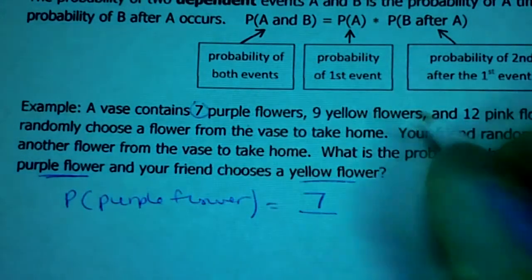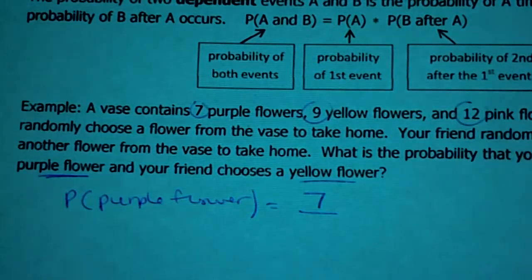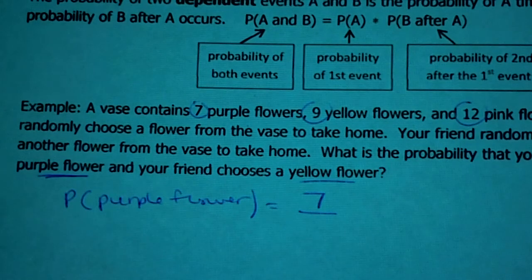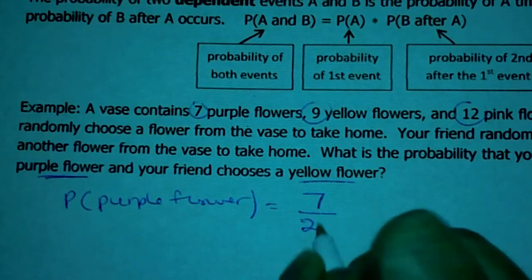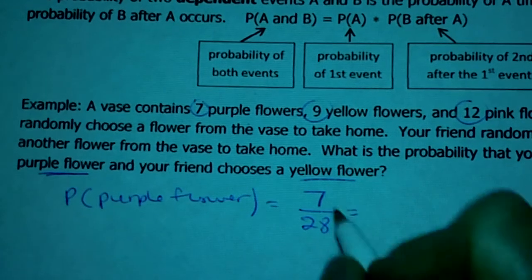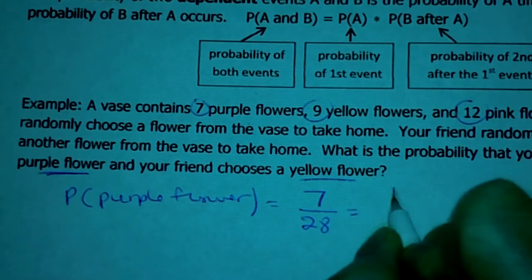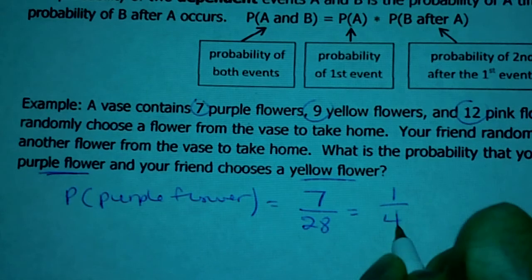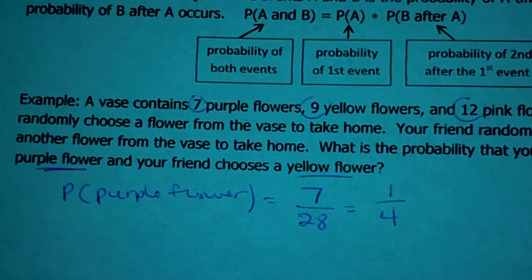Well, there are 7 purple, 9 yellow, and 12 pink. So you need to put all those together. And when you put them all together, hopefully you got 28. That's what I got. And we're going to simplify that before we work with it. So 7 28ths, 7 goes into 7 once, 7 goes into 28 4 times. So the probability of the purple flower is 1/4. That's the probability of event A.